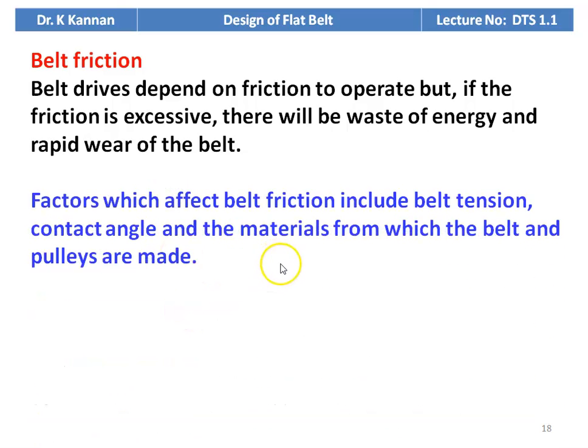Factors which affect the belt friction include the belt tension, contact angle and the material from which belts and pulleys are made. So, we have to be very careful about the belt tension. In the design, we have to adjust the belt tension and the contact angle, the arc of contact, particularly on the smaller pulley, and the material of the belt. They are important to control the belt friction.